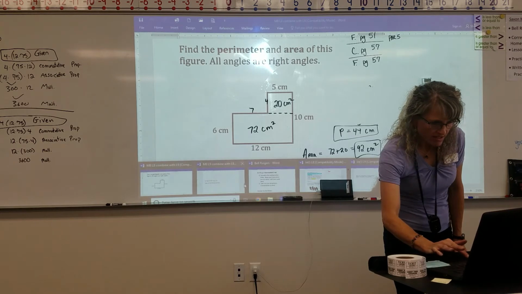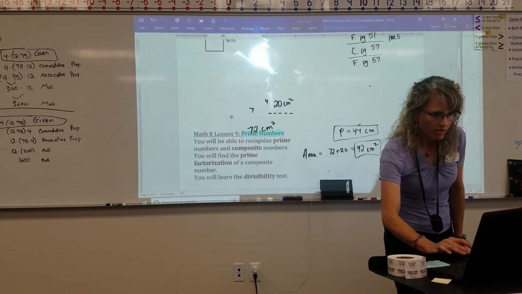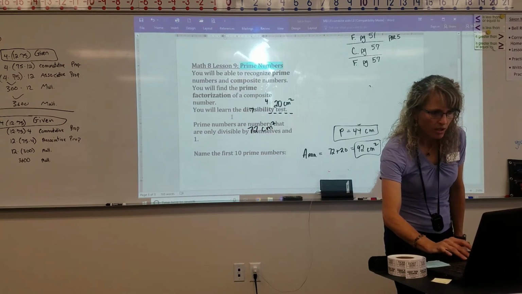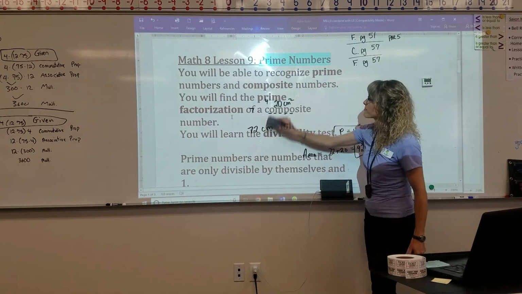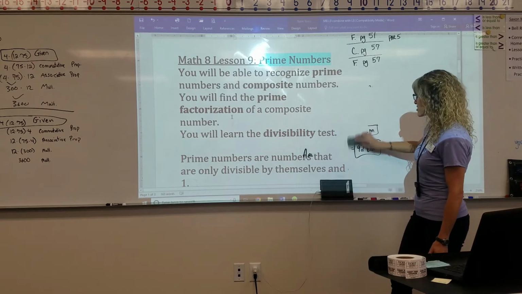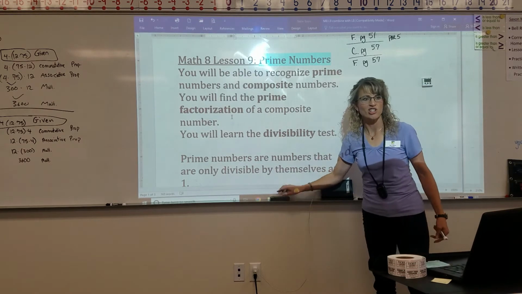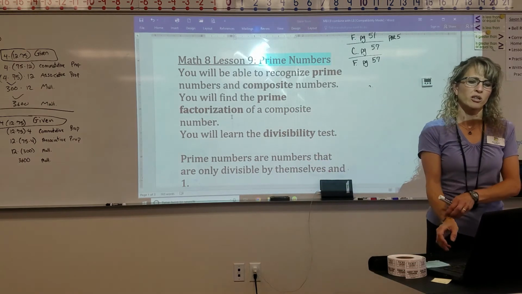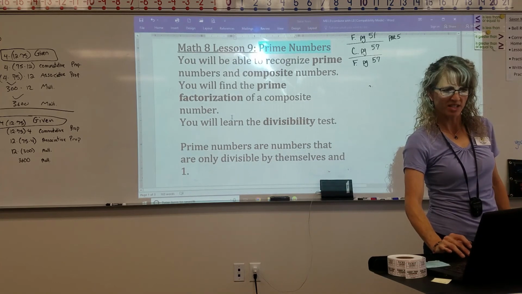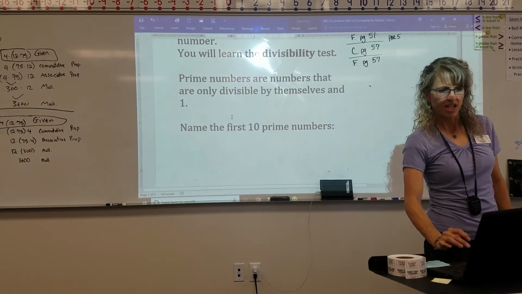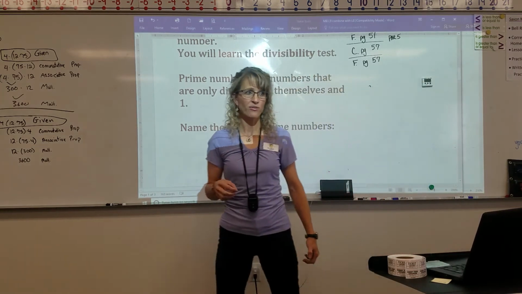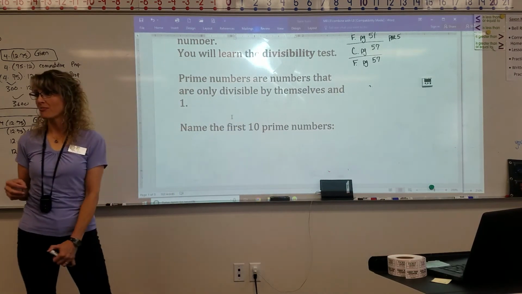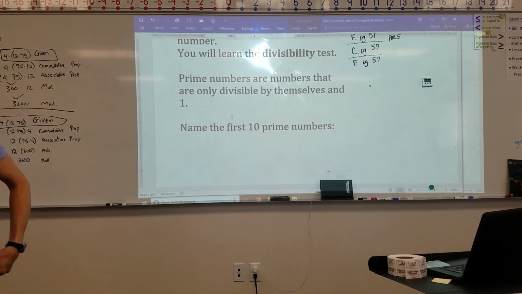We're going to go to lesson number 9. We're going to talk about prime numbers. What's our objective, class? Prime numbers. We're also going to talk about prime factorization and composite and some divisibility. But the main thing you need to know out of lesson 9 is a prime number is a number that's only divisible by itself and 1. That's a prime number.